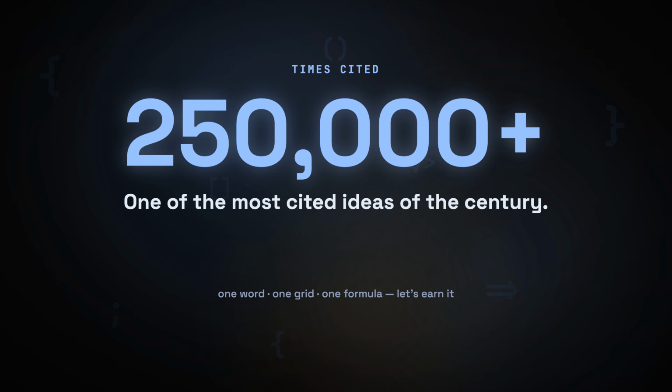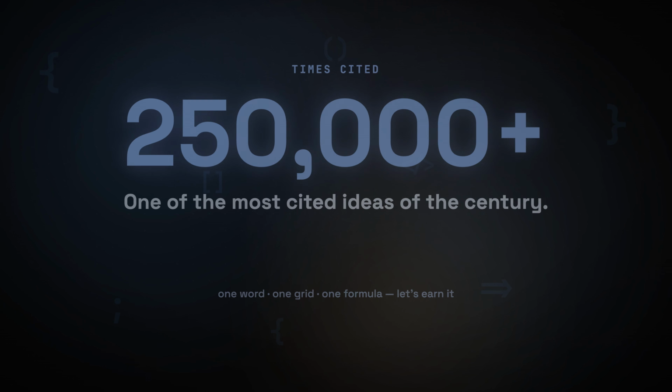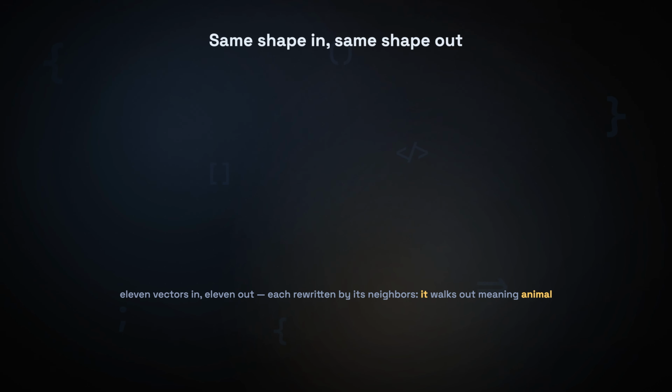So, here's how we'll earn it. We're going to walk one single word through the whole machine, watch a grid light up cell by cell, and by the end, you'll also know exactly why your 50-page PDF makes a chatbot crawl. One word, one grid, one formula. Let's begin. First, let's be precise about the goal, because most explanations fumble this.